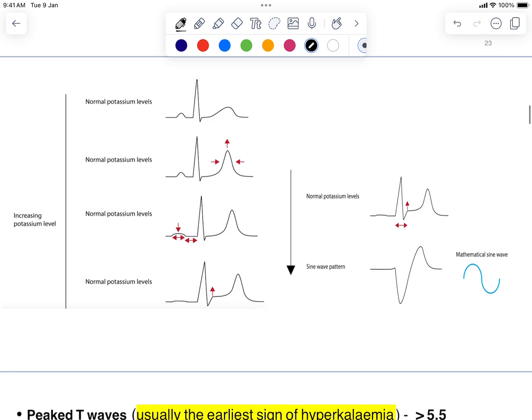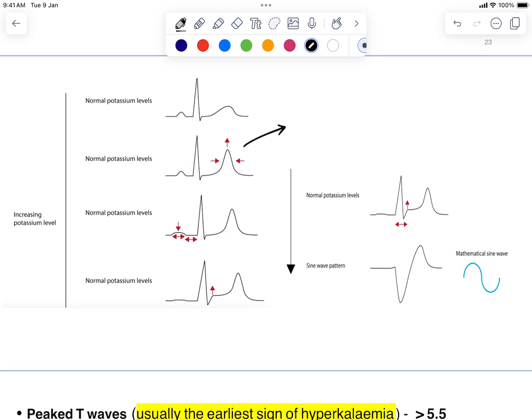So, the ECG changes that you will have is, number one, tall tented T wave, right? Then you will notice that the ST segment will be elevated, and you take the QRS complex. You have wide QRS complex, right? You have wide QRS complex, and followed by that, you take the P wave.